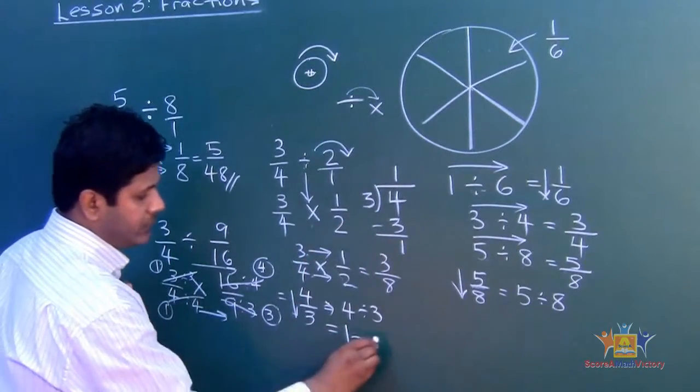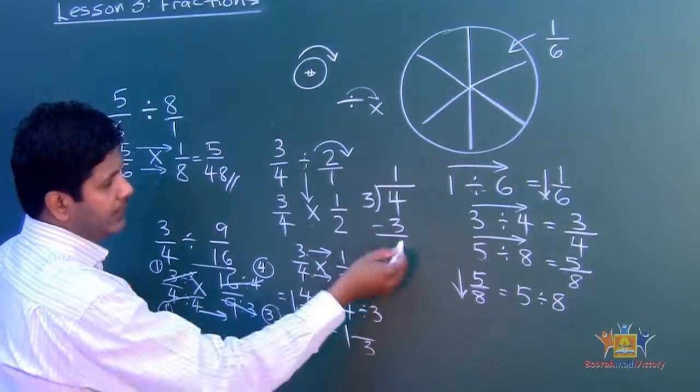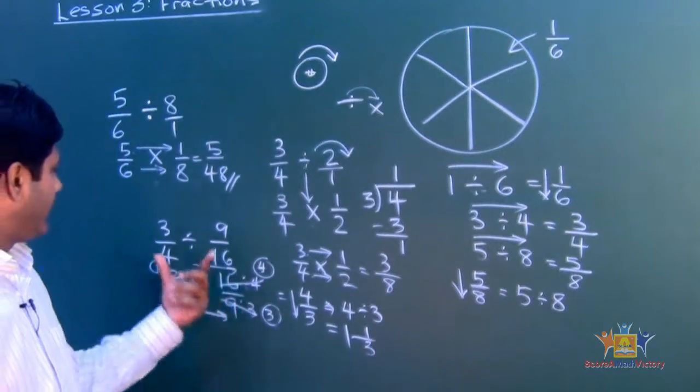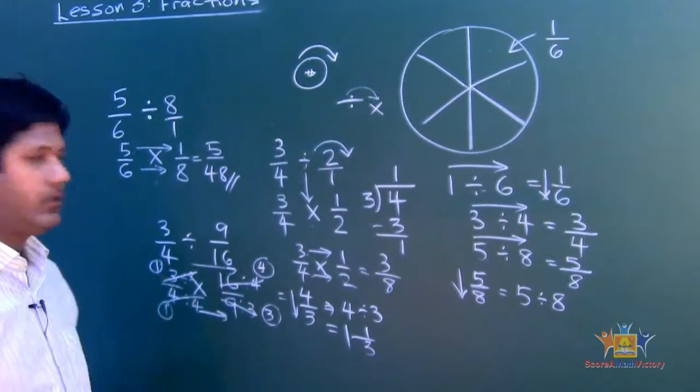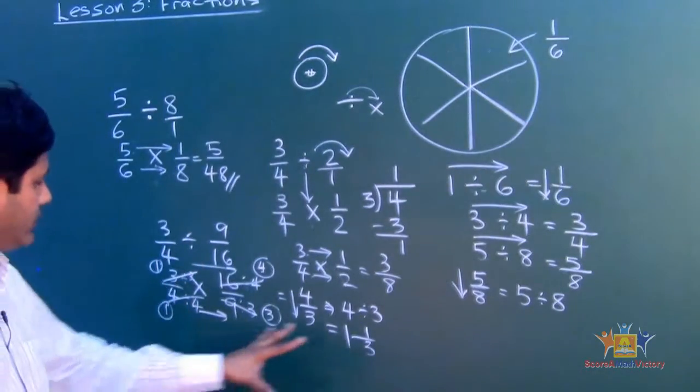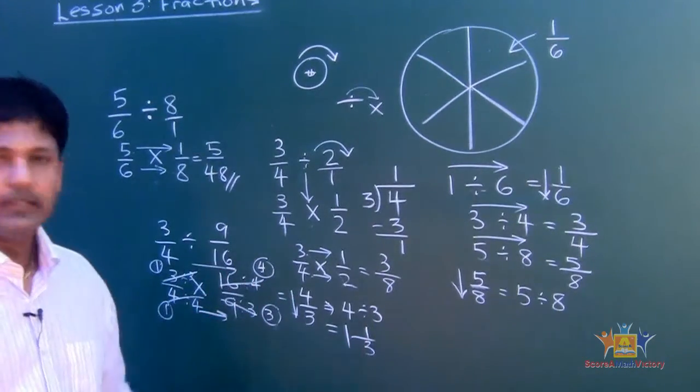That is my fraction, which is 3 right there. See that? And that's my remainder. So 1/3. That's my final answer for this. Okay, pretty easy, isn't it? Very straightforward. If I give you a fraction divided by a fraction, this is how you do it.